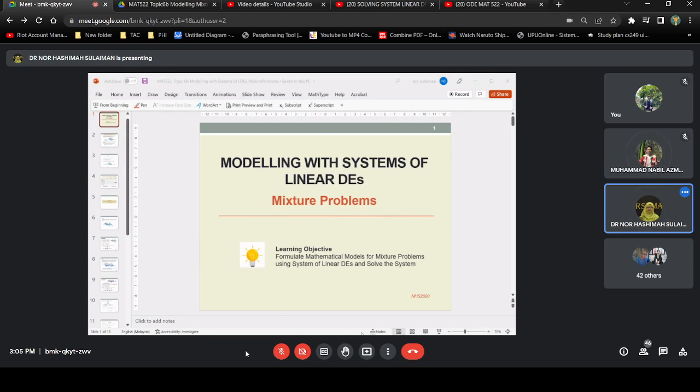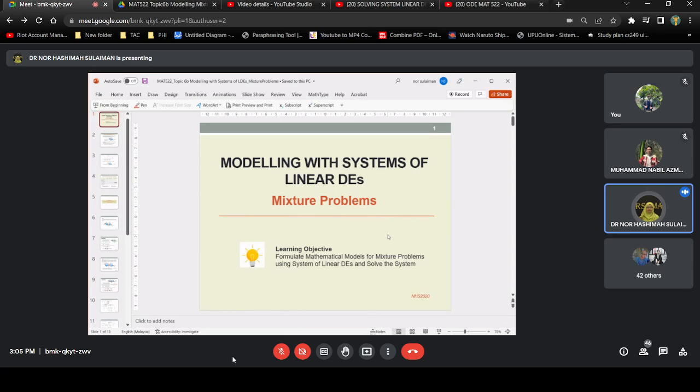Okay, alright. So we proceed to modeling with system of linear differential equation. Yang ini sebenarnya kita dah tahu teknik macam mana nak selesaikan system of linear differential equation. So sekarang ni kita nak tengok macam mana kita nak model the mixture problem ni. Ni lebih pada application lah ya, nak modelkan the mixture problem ni menggunakan system of linear differential equation. So our learning objective for this session is to formulate the mathematical model for mixture problem using system of linear differential equation, and then we would like to solve the equation.